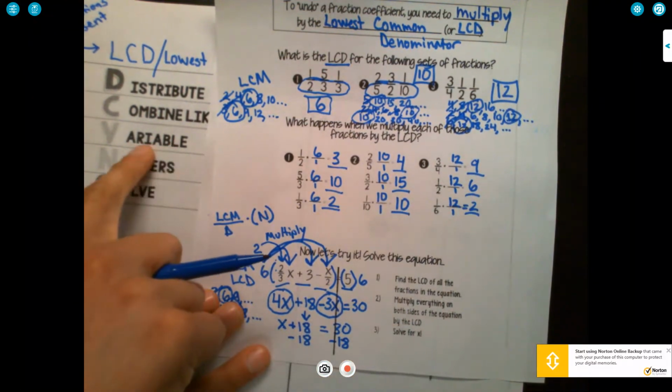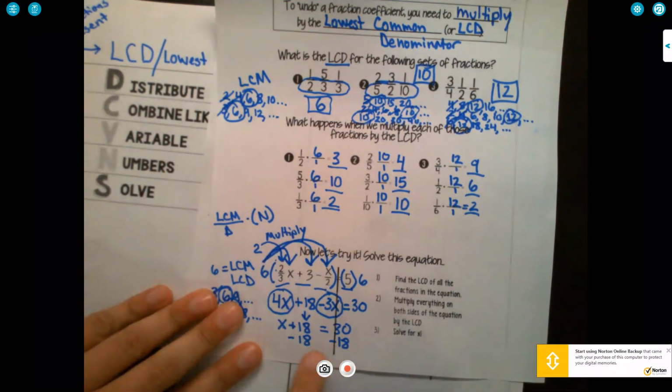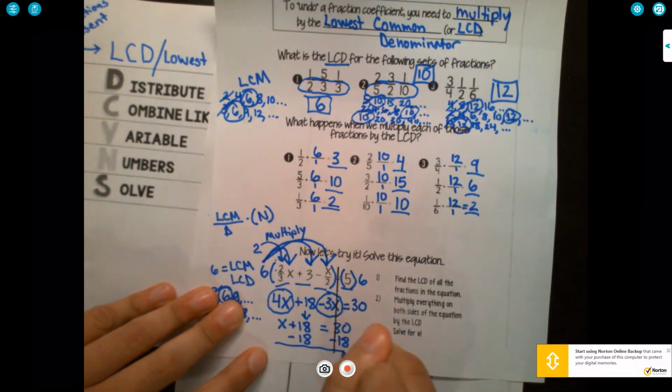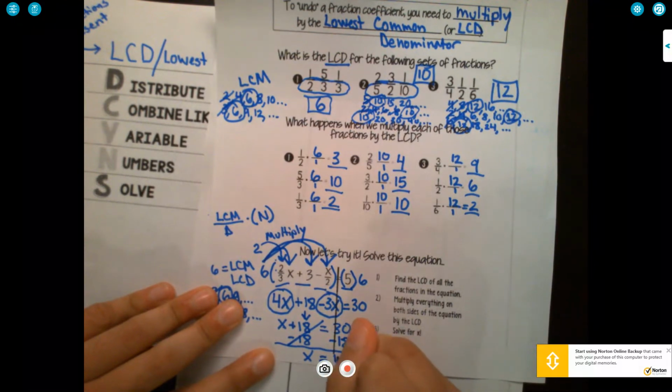Notice I skipped the variable because the variable is already on one side, so now I just need to move the number to one side. That cancels out. We get x is equal to 30 minus 18, which should be 12. So that's your answer. X is equal to 12.